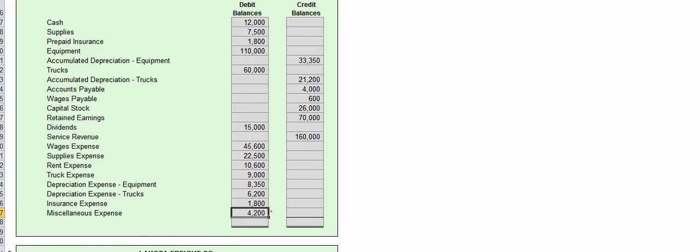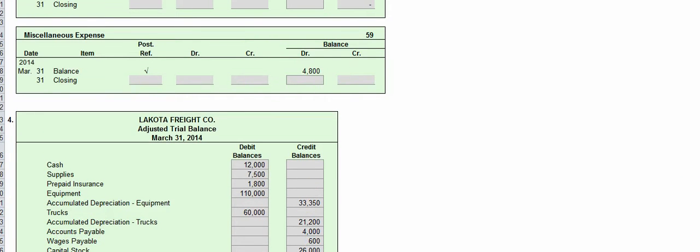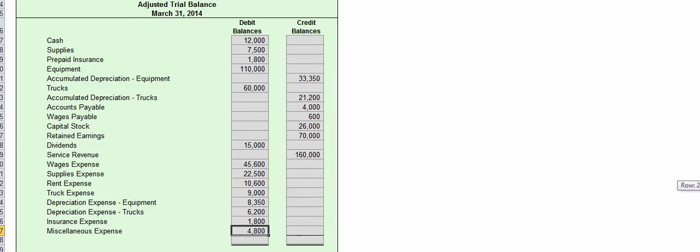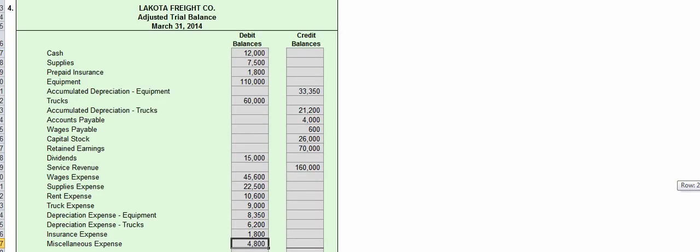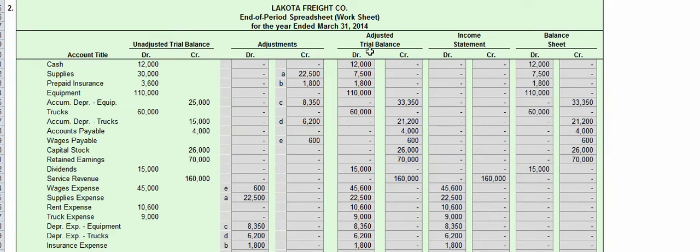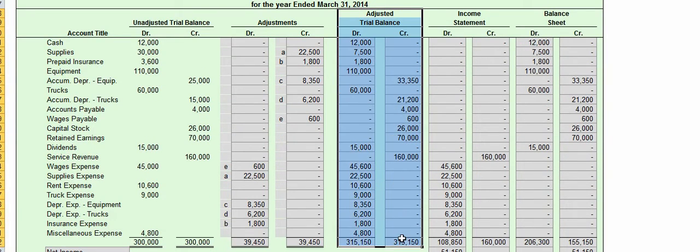Picked up $1,800 and was it $4,800? Sorry. Okay. Now you guys, these are really just the same. This adjusted trial balance, we'd already completed it on the worksheet. We could have gone up here and picked up the numbers out of these two columns. We're going to pick them up here. So they should both total to $315,150. It's a good way for us to check and make sure we have everything right.